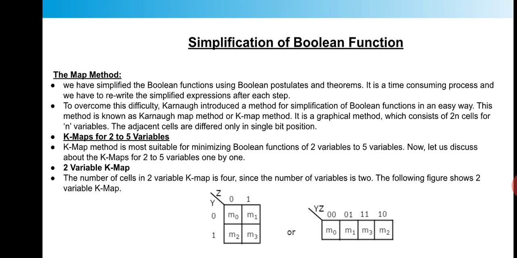Now we have simplified the boolean functions using boolean postulates and theorems. In the previous slides you have seen there are some boolean postulates and some theorems. Using those postulates you were proving the theorems. It is something like A plus A dash equals what, A into A dash equals what, isn't it? So you will have some postulates, and based on those postulates you try to reduce the boolean function. Now using the map method, how can you do it, we will see here.